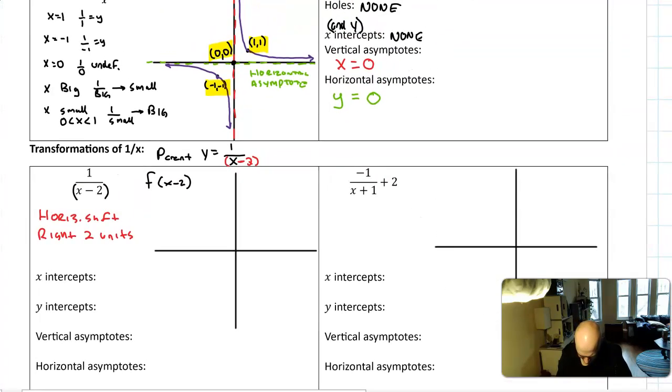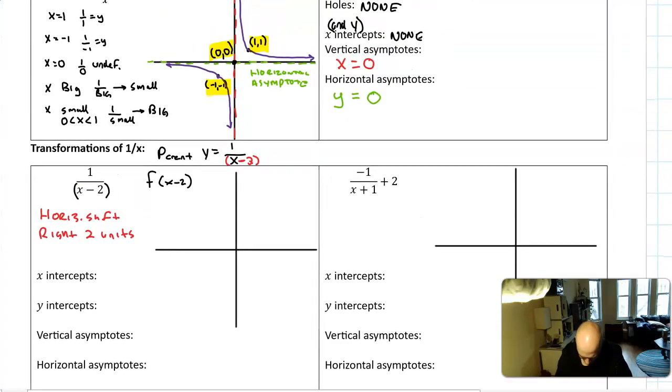And I'm going to go ahead and do that, just looking at the parent. That's the easiest thing to do. So I know that 0, 0 is going to go to 2, 0. And that's going to be the place where the asymptotes intersect. So I'm going to go ahead and draw those in now. There's no vertical shifts here, so we're just going to do this. Draw those in. Then 1, 1 is going to go 2 over, so it's going to be at 3, 1. And negative 1 is going to go 2 over, so that's going to be at 1, negative 1.